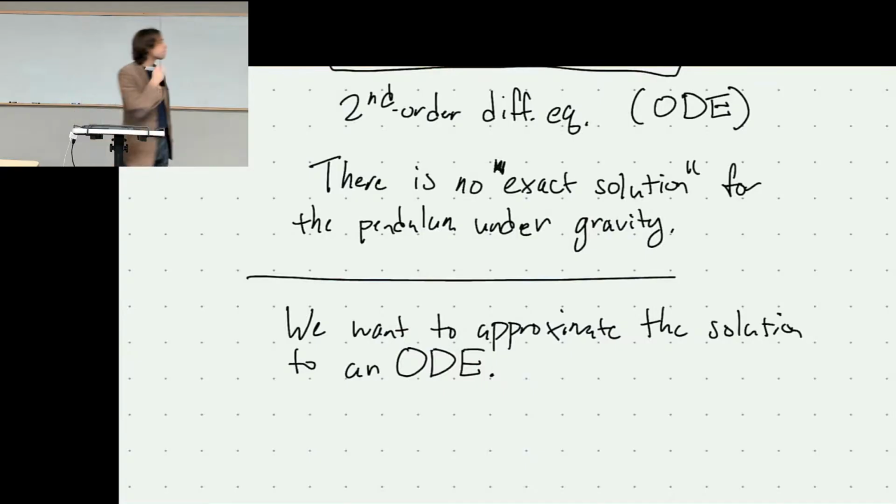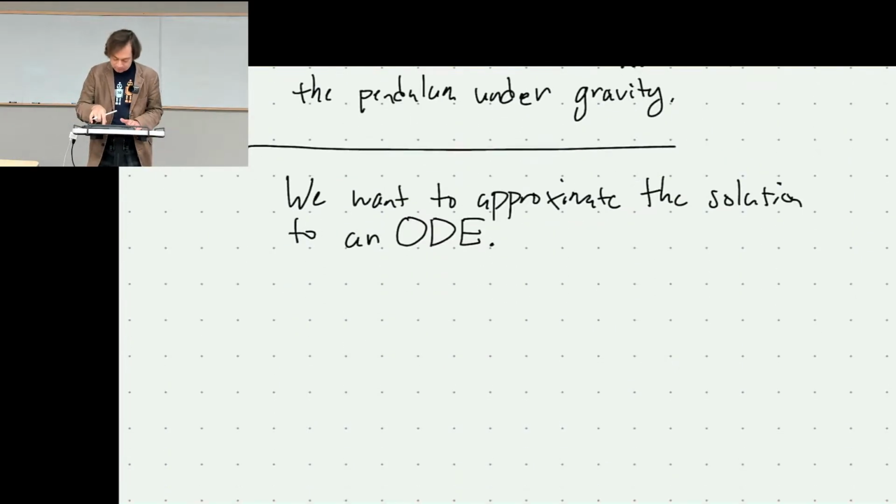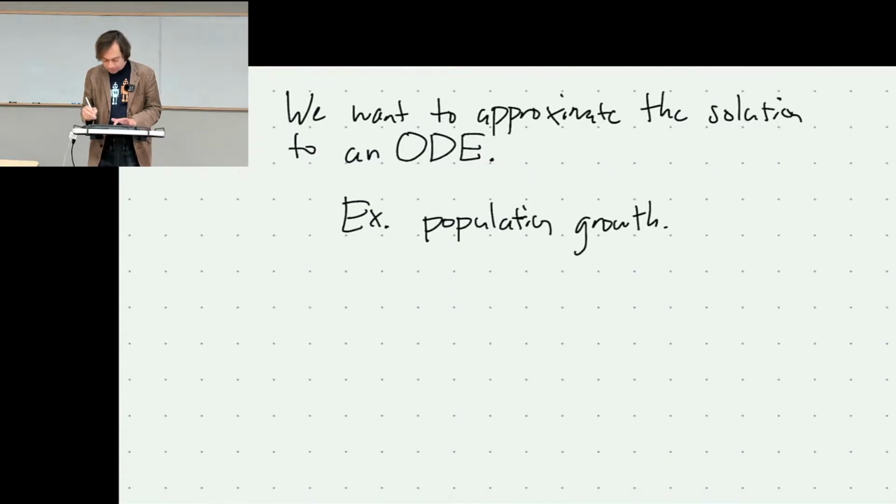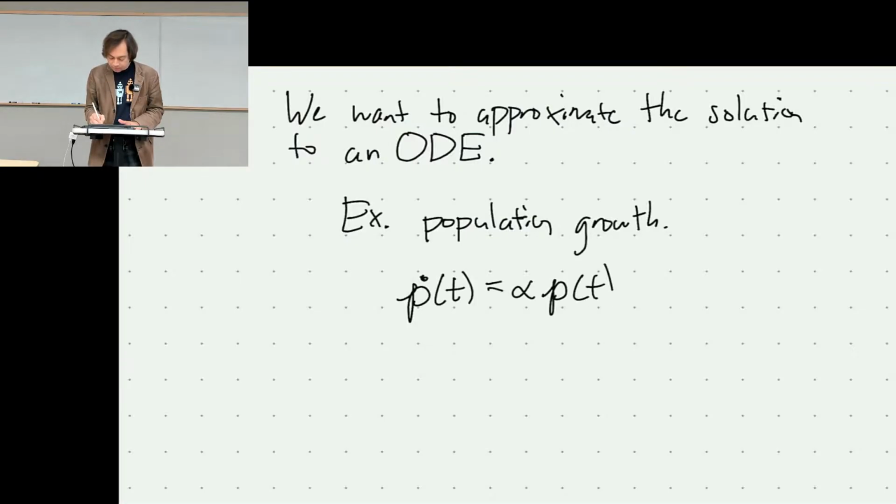Okay? Let's go back to the population example. Let's say we didn't have all of our differential equations knowledge. We wanted to solve it approximately instead. Let's do the example of the population. Population growth. Okay? So we have dp dt, or otherwise known as p dot, is equal to alpha p of t.